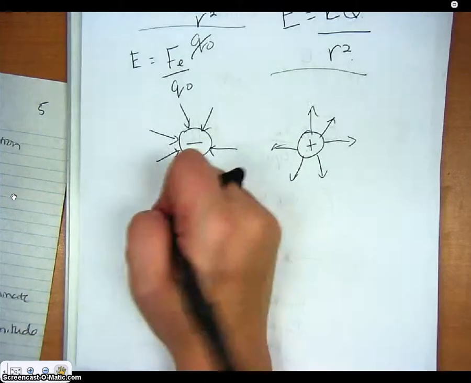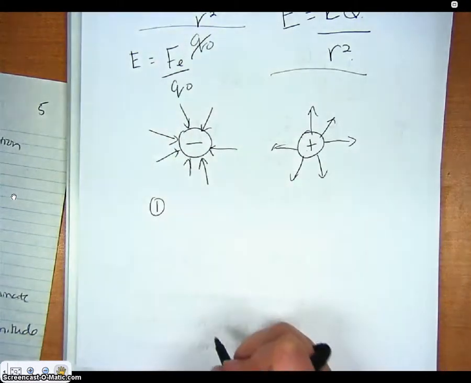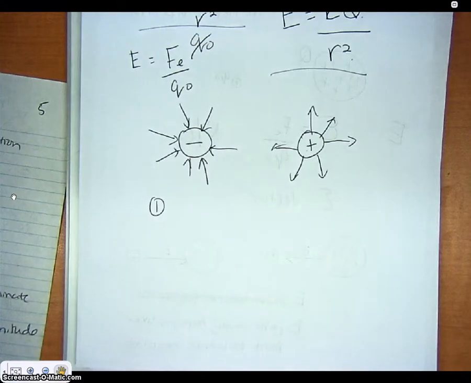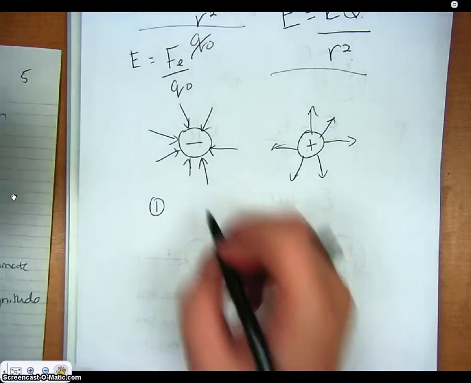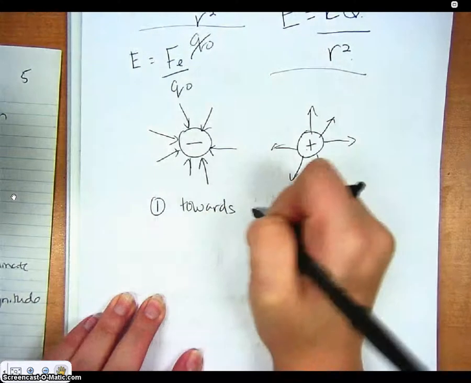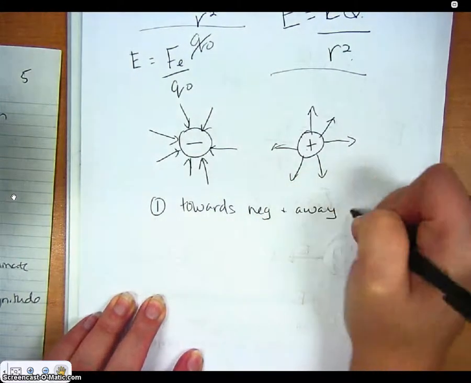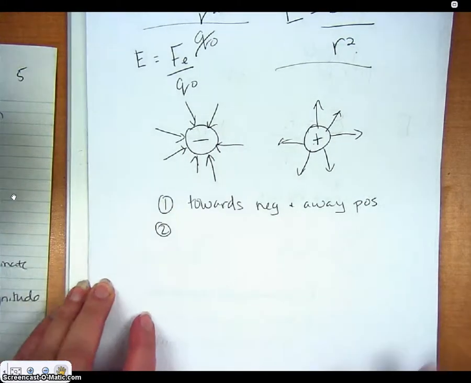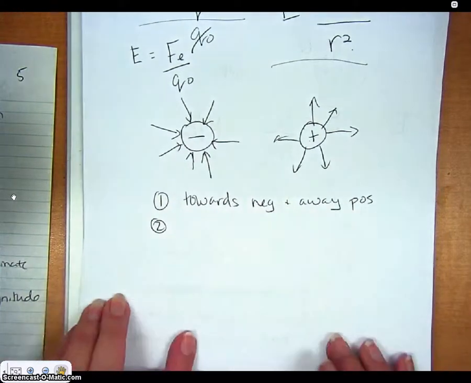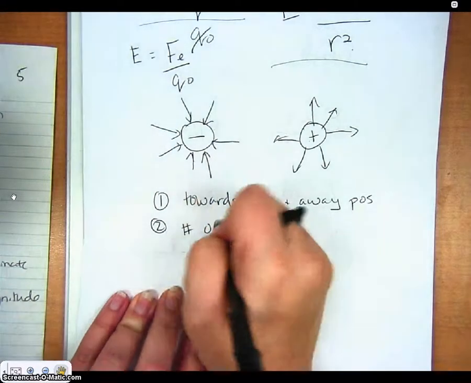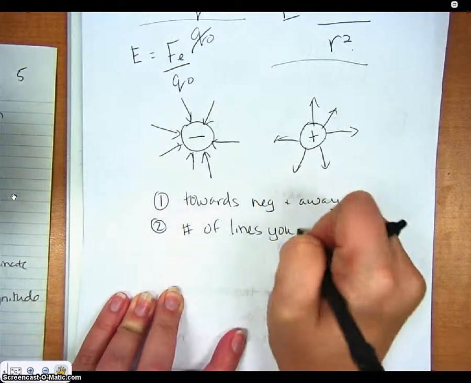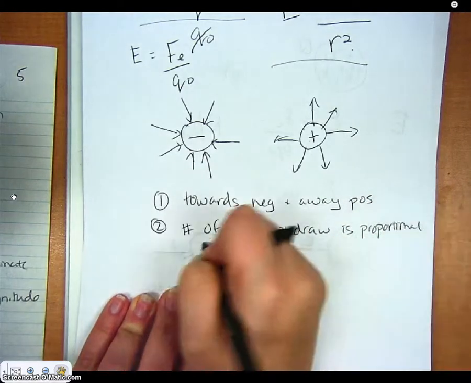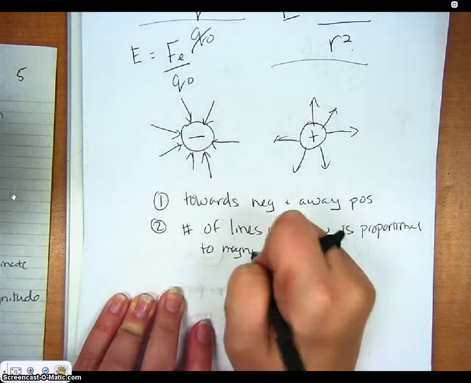We have a couple of rules for drawing electric field lines. I've already mentioned that they begin at a positive and end at infinity, or begin at infinity and end at the negative; they point towards negative and away from positive. Another rule is that the number of lines you draw is proportional to the magnitude of the charge.